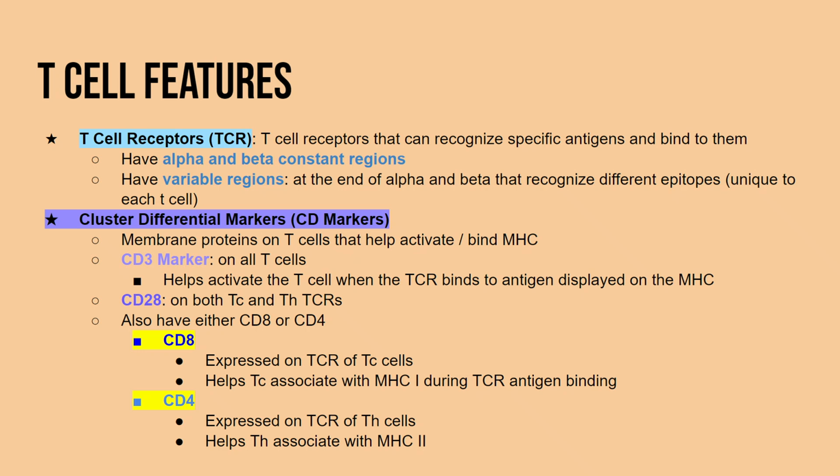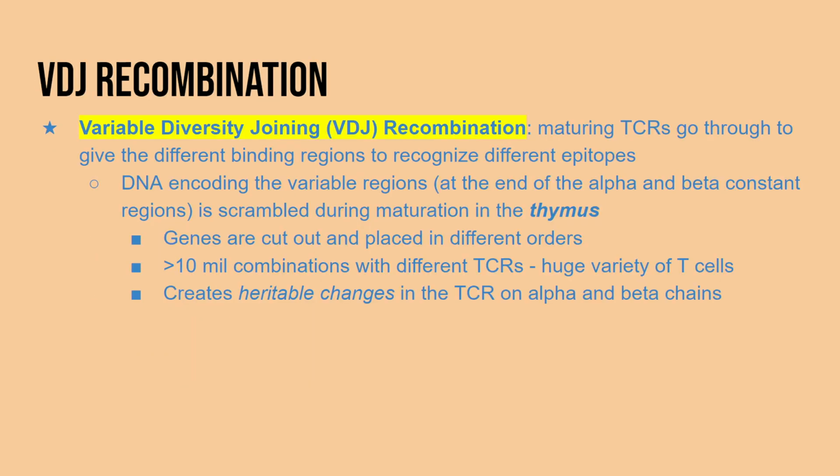And then there's also CD8 and CD4. CD8 is on the receptor of cytotoxic T cells, and CD4 is on the receptor of helper T cells. Those help the T cell bind to MHC. They help the cytotoxic T cell associate with MHC1, and they help the helper T cell associate with MHC2. So they help them dock. I have a better visual of that soon, so it's more clear.